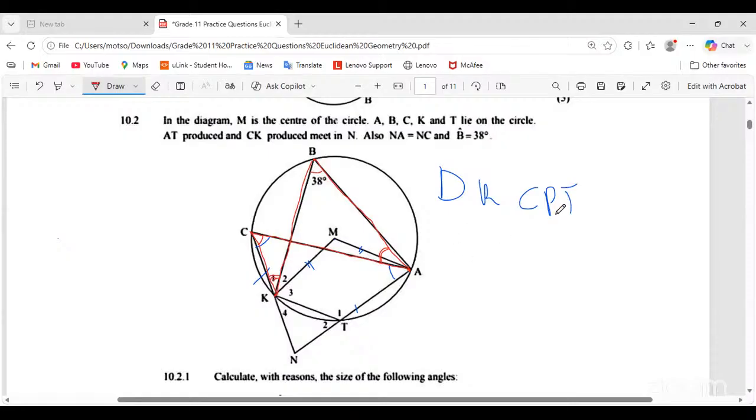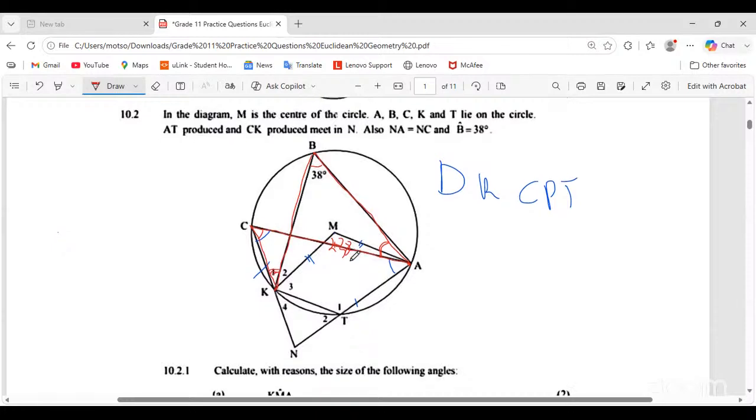We have P, parallel lines. Do we have any parallel lines? No, we don't. T, tangent. Do you have any tangent? No, we don't have a tangent, but we can also use the theorem angle at the center is 2 times angle at the circumference. So this angle here at M will be 2 times 38, right? Yes. Now, we are done with our analysis.